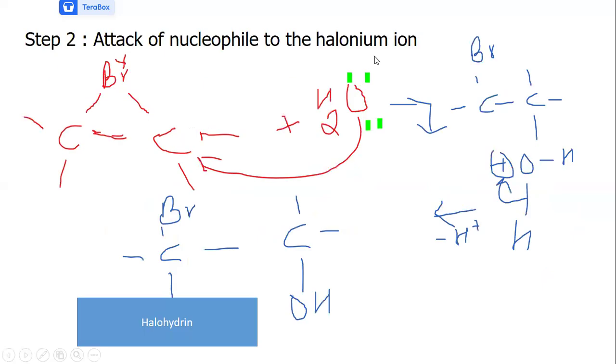Attack of nucleophile to the halonium ion. The water molecule attacks, a hydrogen ion is removed, and halohydrin is formed.